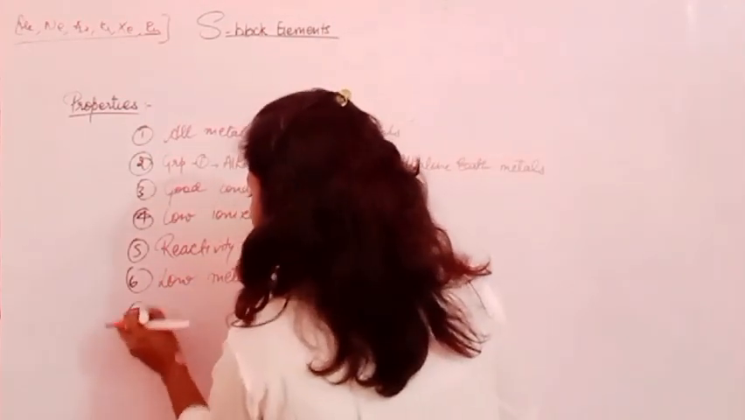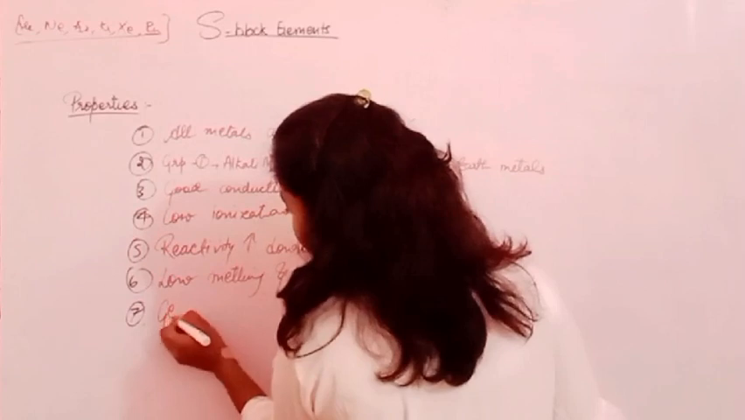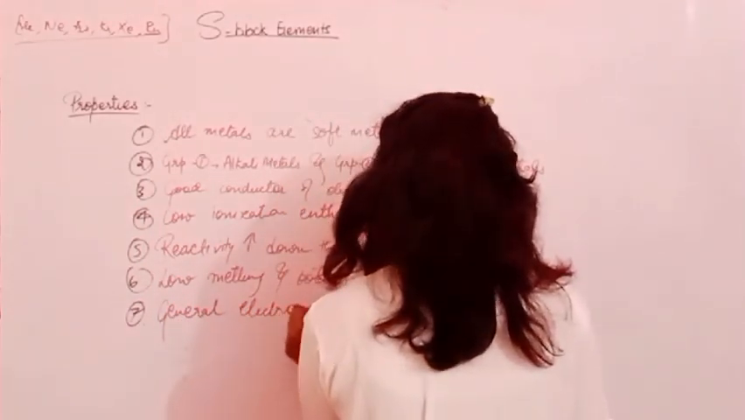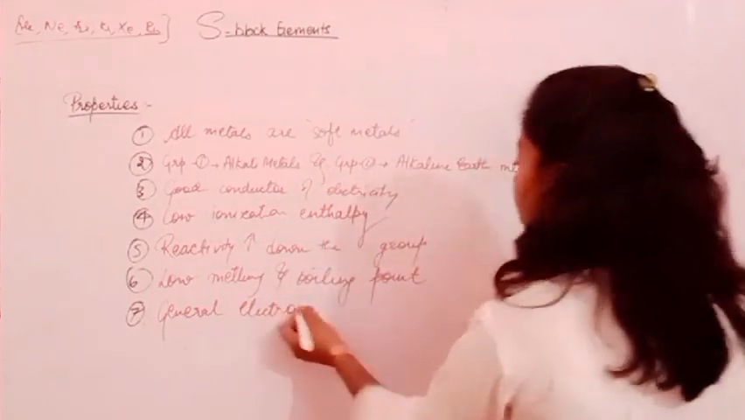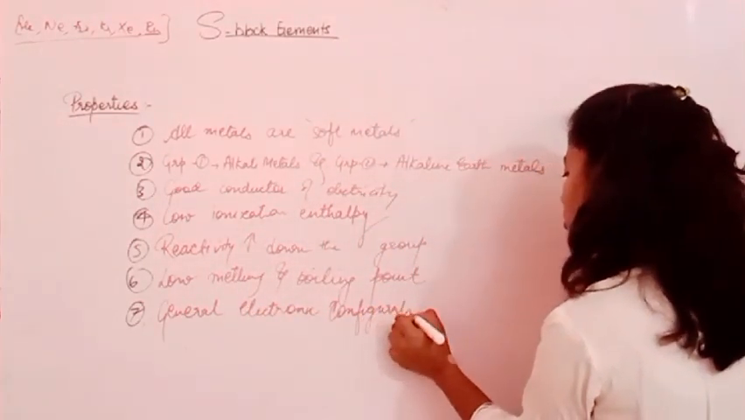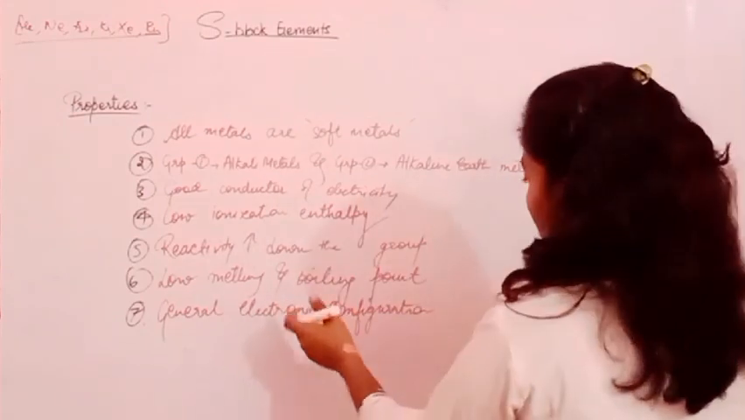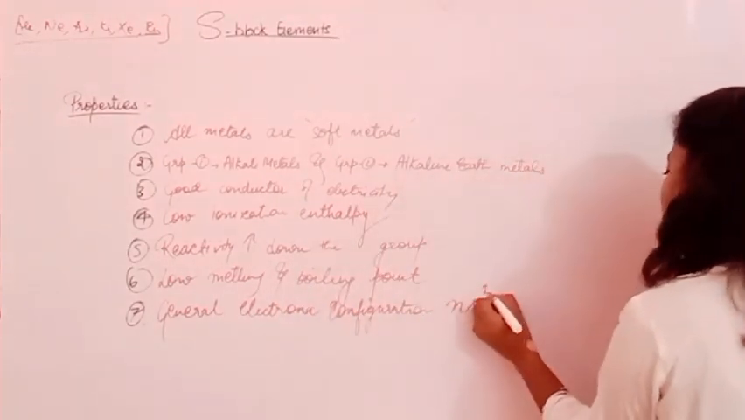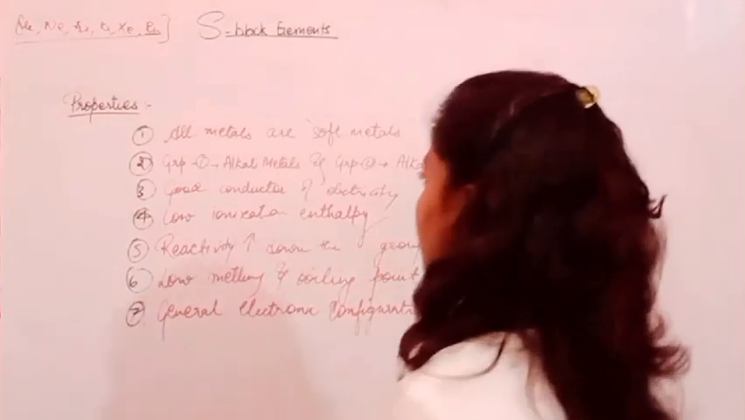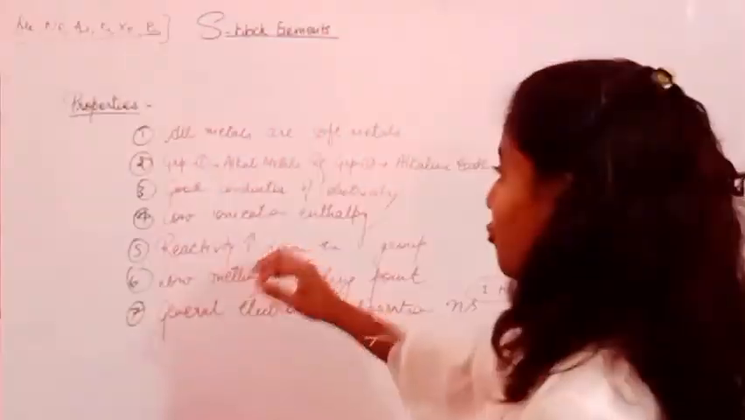Seventh is, what is the general electronic configuration for all of them? General electronic configuration lies from ns1 to ns2. I hope this sounds helpful.